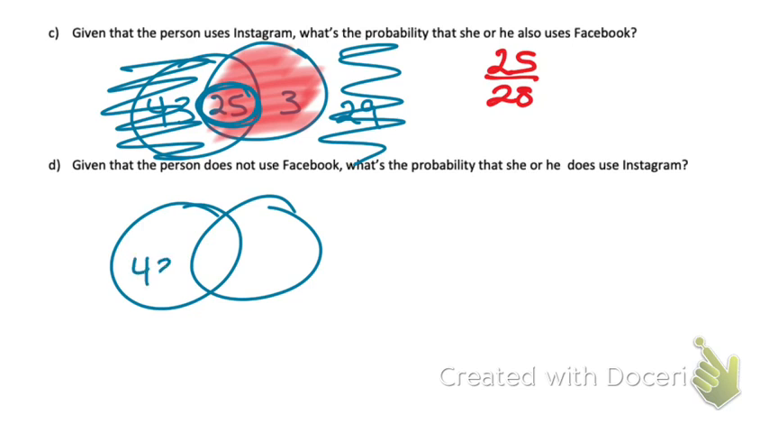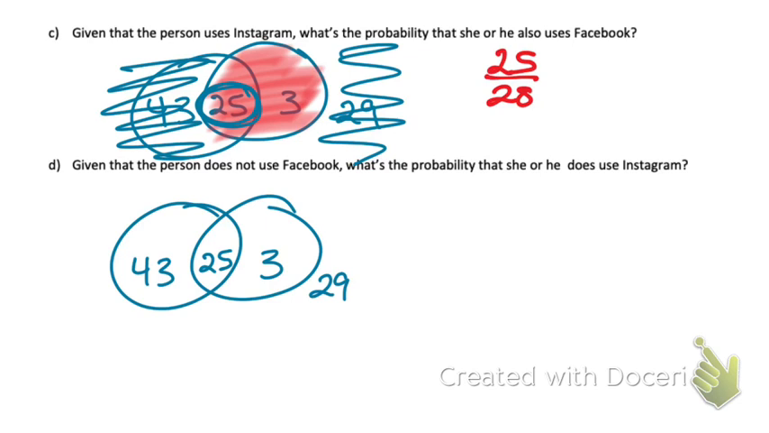Given that a person does not use Facebook, what's the probability that they do use Instagram? 3 out of 29. Or 3 out of 31. You're not serious. 3 over 31. Y'all are not adding well. 32. Yeah. All right. So what are we crossing out here?